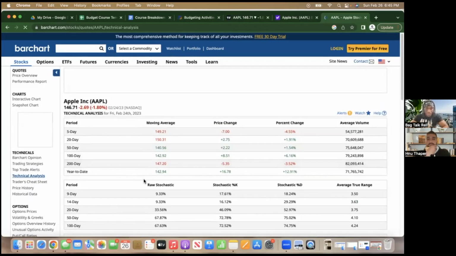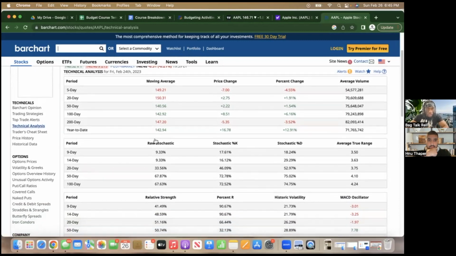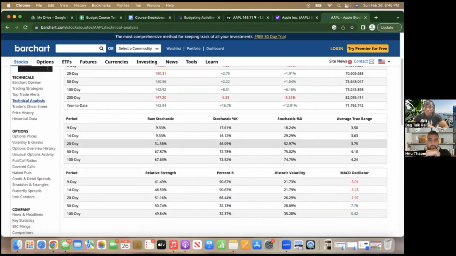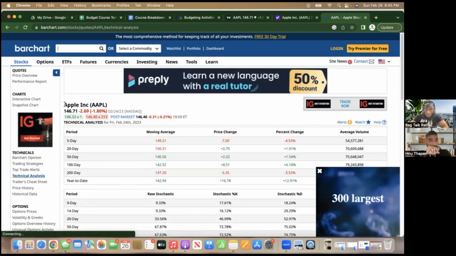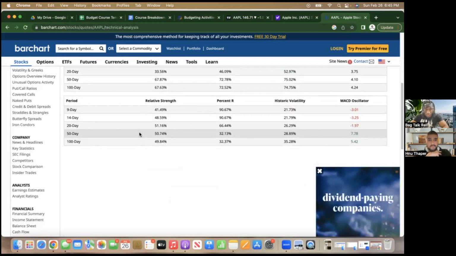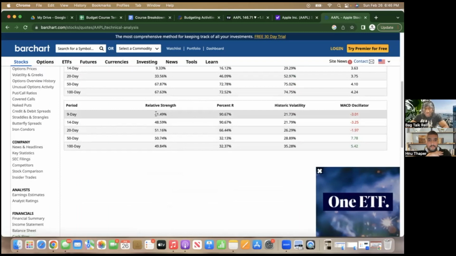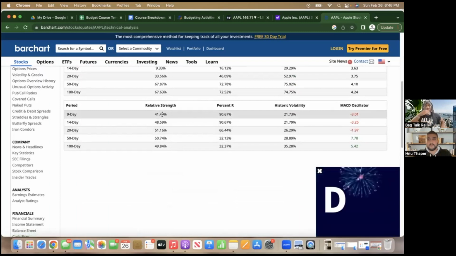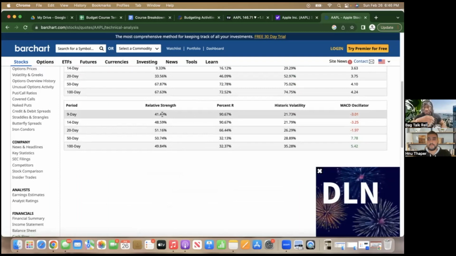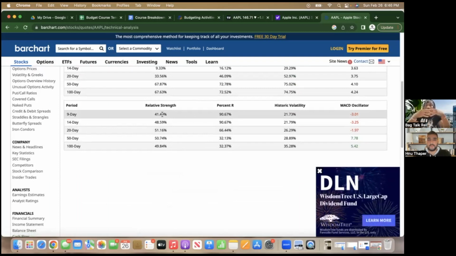For RSI, this is on Barchart, by the way. You can go to Barchart and type in RSI for whatever stock. And we're looking at the RSI of Apple right now. For the past 9 days, Apple's RSI is 41%. So that's actually close to 30. When RSI is 30, or close to 30, it's typically oversold. When it's close to 70, that means it's overbought. So you want to pay attention to those numbers. Buy stocks close to 30, sell stocks close to 70. It's as simple as that.